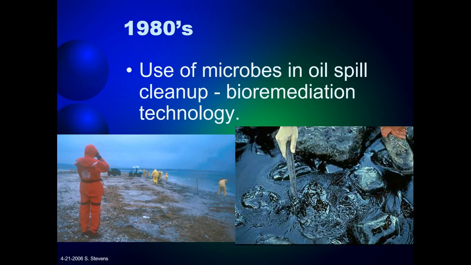Okay, in the 1980s, we used microbes to eat oil spills. It's bioremediation technology. So when we have big oil spills, instead of trying to sop it all up, and then what do you do with all these sponges that are full of oil? The bacteria actually eat the oil.